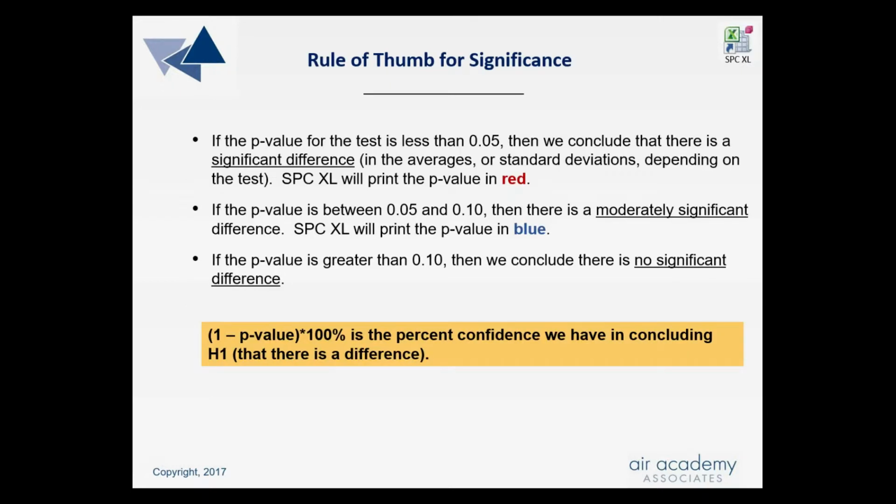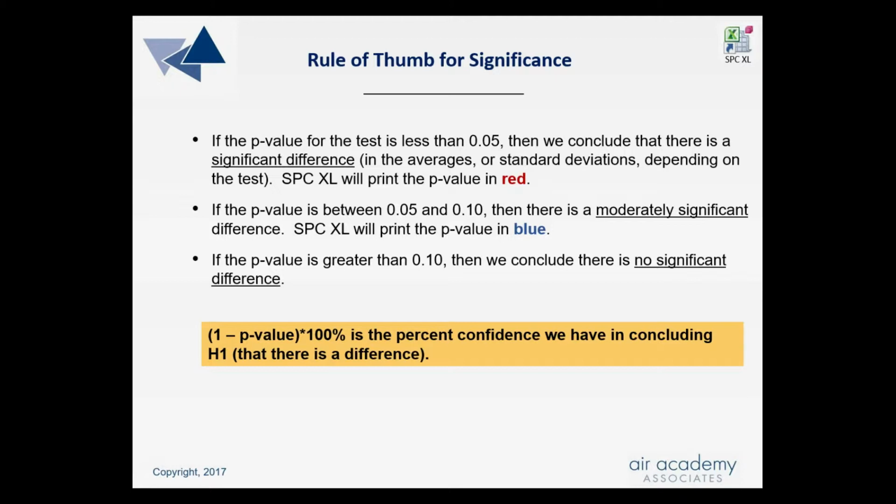Well, fortunately, we have a rule of thumb for significance that states if the p-value for the test is less than 0.05, then we conclude that there is a significant difference in the average or the standard deviation, depending on the test. And if the p-value is less than 0.05, SPC XL will print the p-value out in red. So it'll be right there in front of us, standing out. We won't be able to miss it.